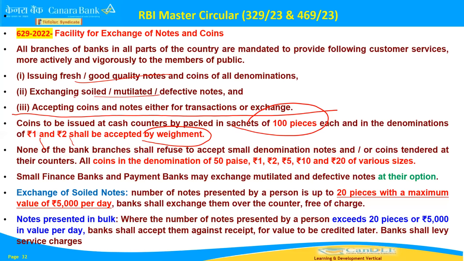And all the bank branch people have to accept denominations of paisa, 50 paisa and above. Up to 20 paisa coin is available. All we have to accept: 50 paisa, 1 rupee, 2 rupee, 5 rupee, 10 rupee, 20 rupees also. Generally we see up to 10; 20 we generally don't see. But in the RBI guidelines, 20 rupees is also there. We have to accept. Maybe you might have seen many people.